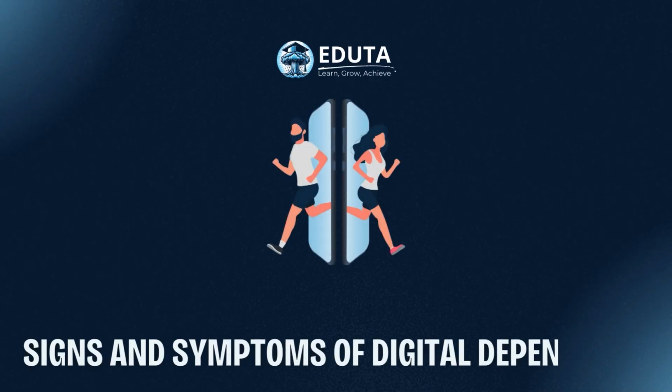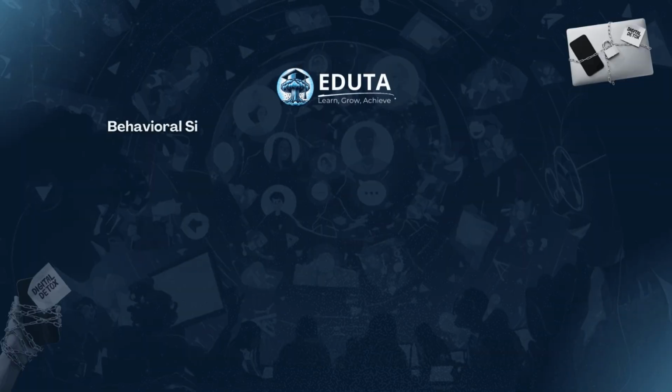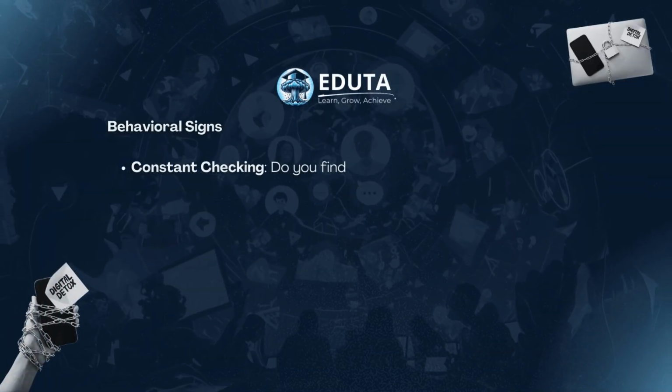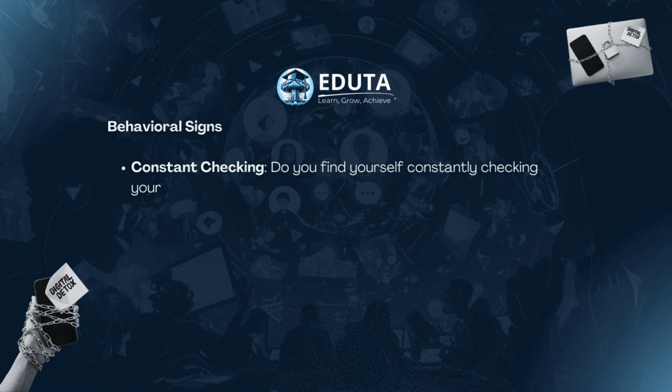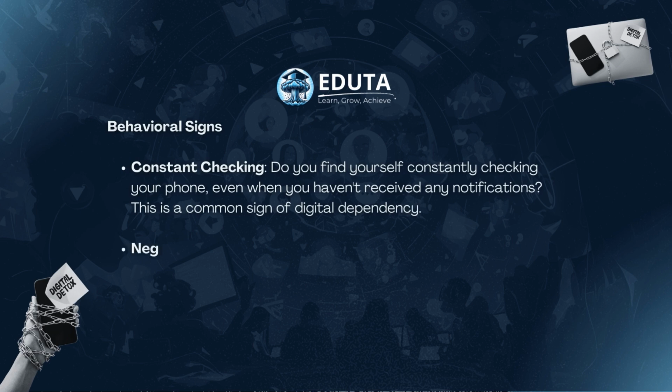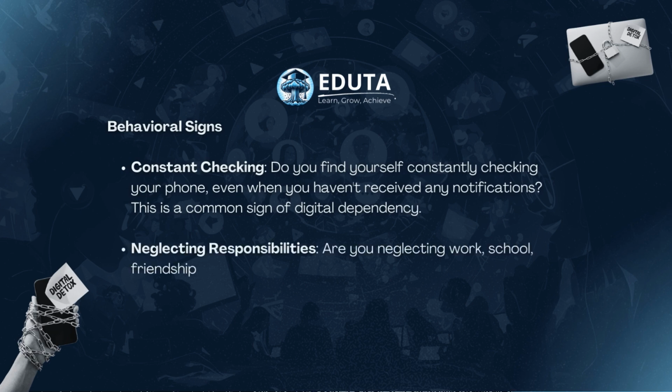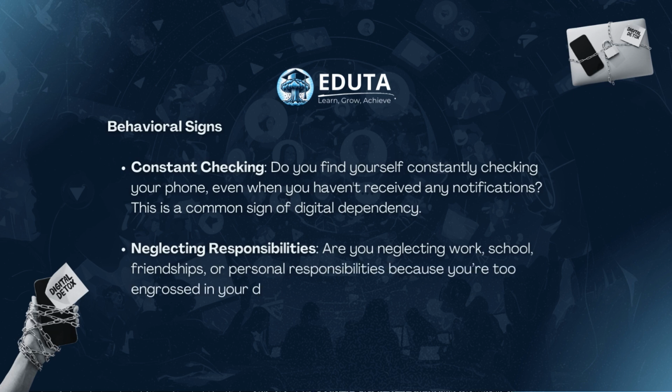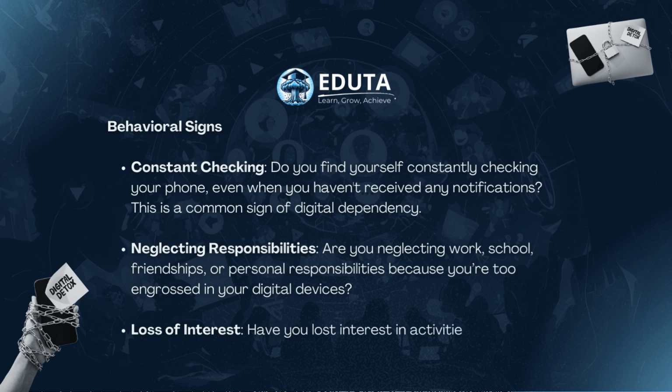Signs and symptoms of digital dependency. Behavioral signs. Constant checking. Do you find yourself constantly checking your phone, even when you haven't received any notifications? This is a common sign of digital dependency. Neglecting responsibilities. Are you neglecting work, school, friendships, or personal responsibilities because you're too engrossed in your digital devices? Loss of interest. Have you lost interest in activities you once enjoyed, preferring to spend time online instead?